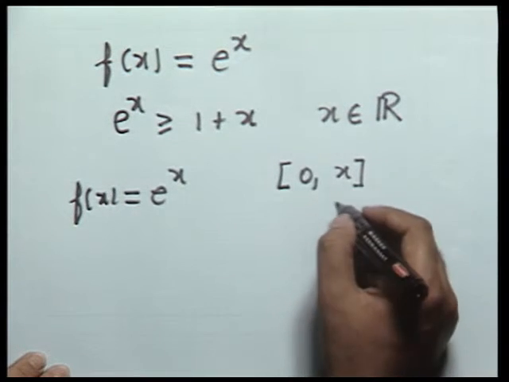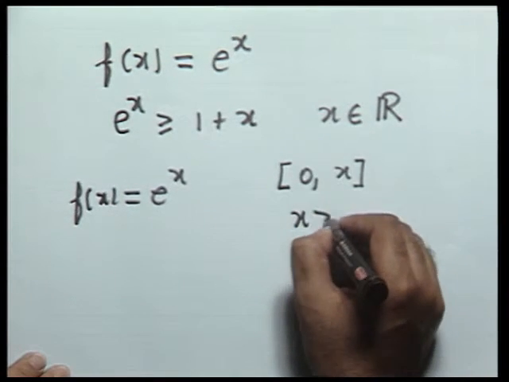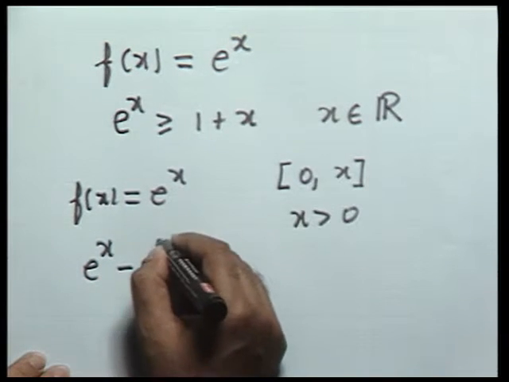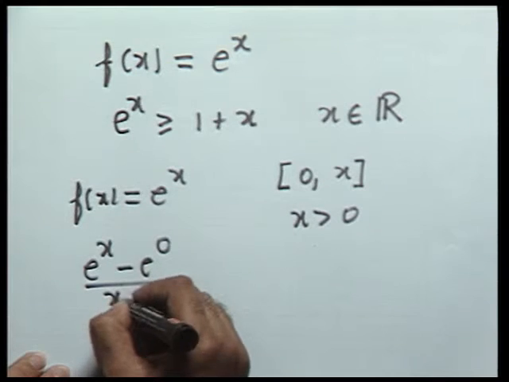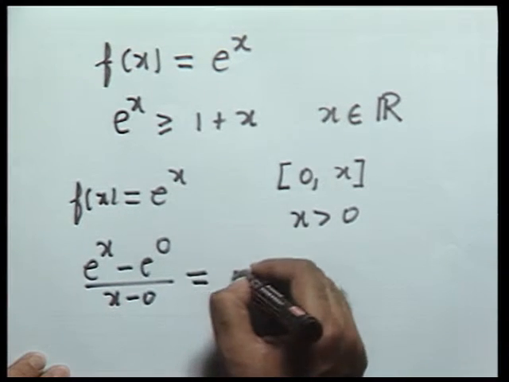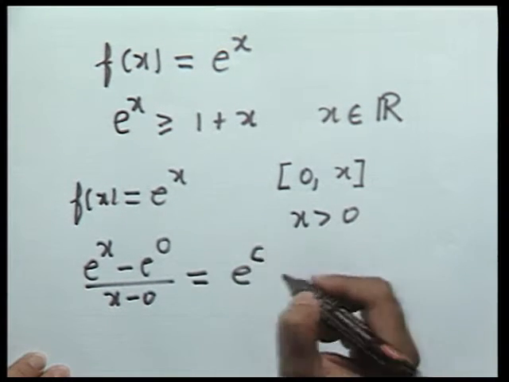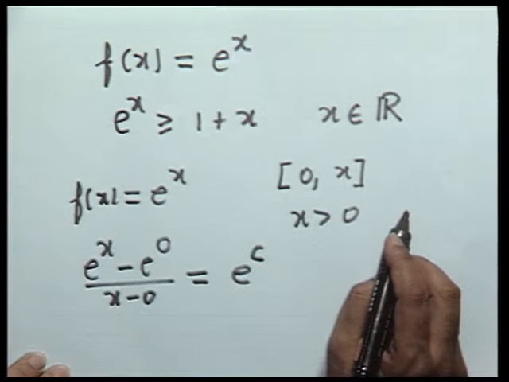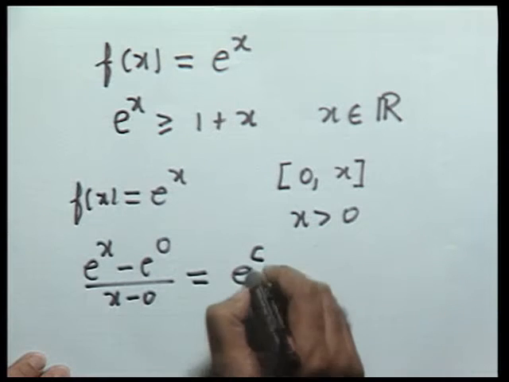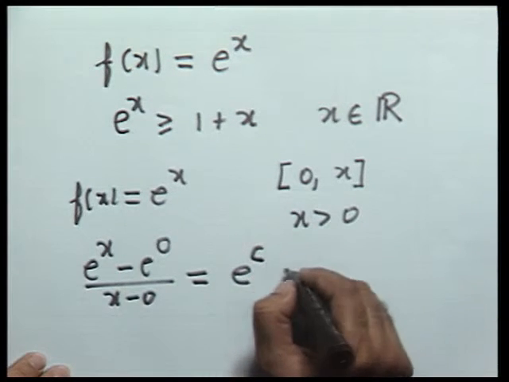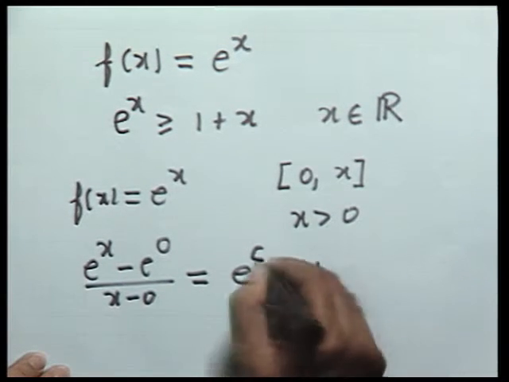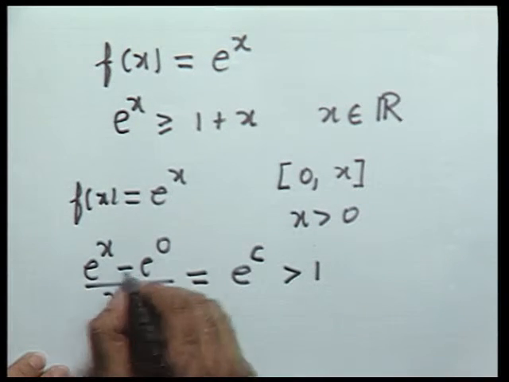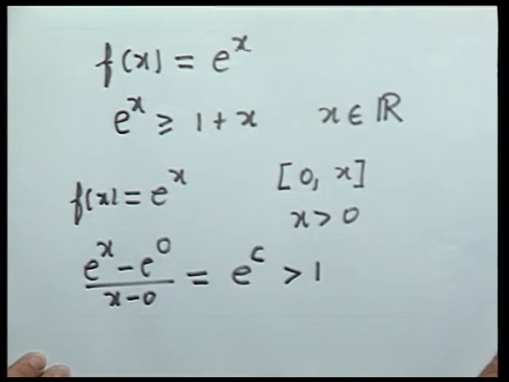So, x is some positive real number for the time being, I am taking x to be positive. Then e to the power x minus e to the power 0 upon x minus 0 will be equal to the derivative of exponential function at some point c in the open interval 0 x. Now, exponential c will always be greater than 1 because c is greater than 0. So, I will get e to the power x minus 1 upon x is greater than 1.